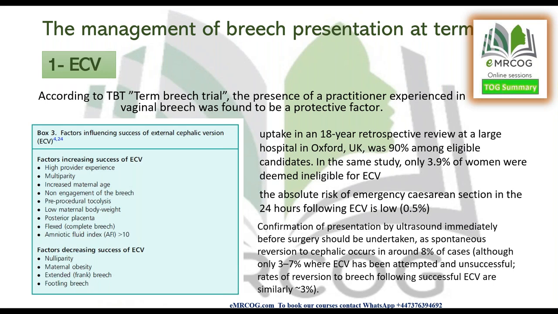They say that there are factors influencing the success of the ECV. Factors that increase success include high provider experience, multiparity, increased maternal age, non-engagement of the breech, the use of tocolysis before the procedure, low maternal body weight, posterior placenta, complete breech or flexed breech, which is, as you can see, the most common, and amniotic fluid index more than 10. The factors that decrease success are nulliparity, maternal obesity, extended breech, frank breech, or footling breech.